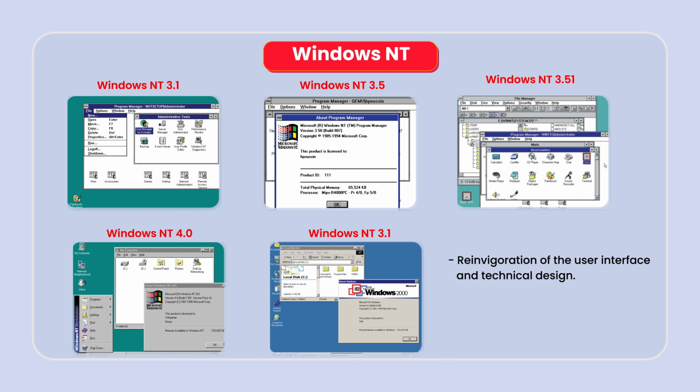Followed by Windows NT 3.5 in May 1994, which allowed sharing files via the File Transfer Protocol, and printers through the Line Printer Daemon Protocol.